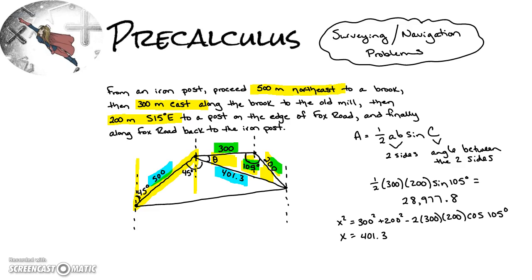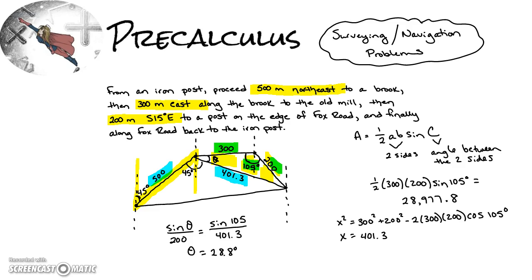So I could say sine of theta over 200 equals the sine of 105 over 401.3. And then I can cross multiply and solve for theta. I'll do that on the calculator. And that ends up giving us theta equals approximately 28.8 degrees. So that's that theta right here.